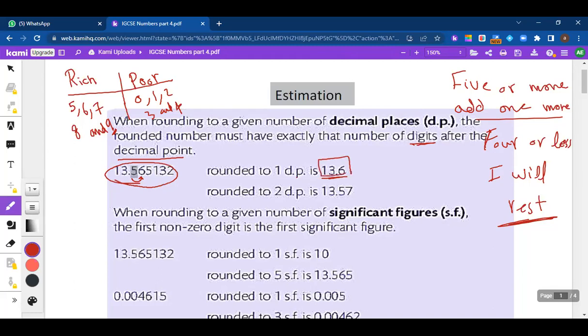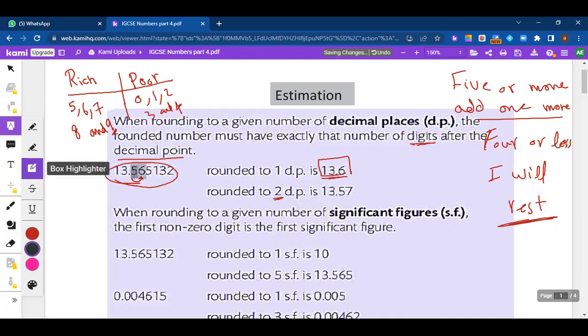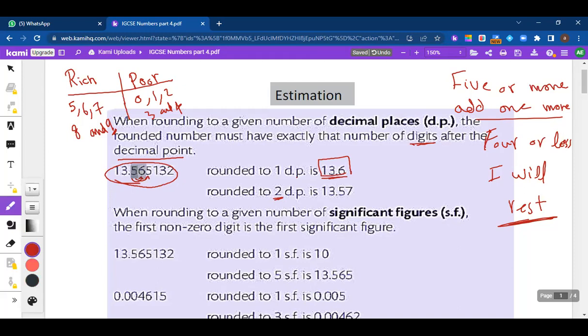Okay, round to 2 decimal places. So 2 decimal places are 5 and 6. Now look at the right. 5 is a rich number. It will give 1 to 6. So it will be 13.57. Okay, guys, you got it? Yes. Okay, so now it's your turn.